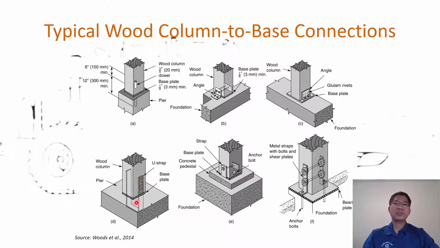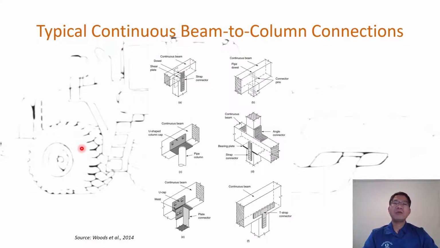And it also depends on which material they connect to. For example, here the foundation, as you can see, is concrete. Sometimes they put the U-strap into the concrete, place the concrete, and then connect the wood column into that U-strap with the base plate, pier, etc. How about the beam and column connections? It can be continuous, as you can see, or a single support beam, that I will show in the next slides.